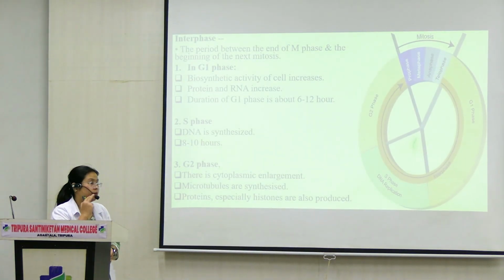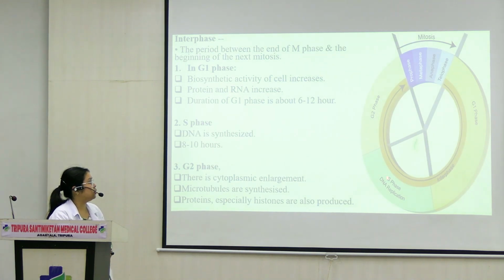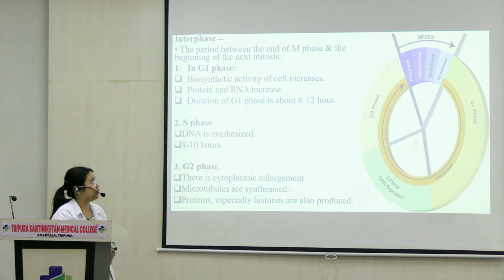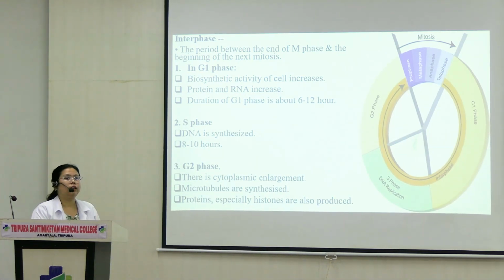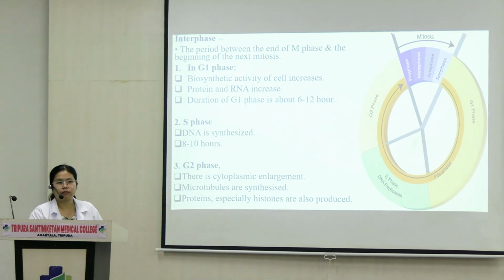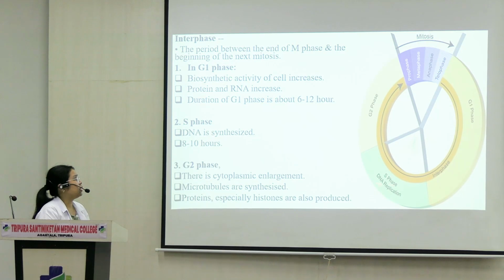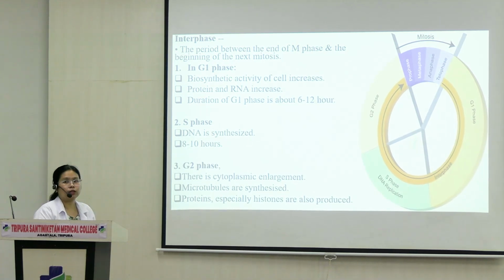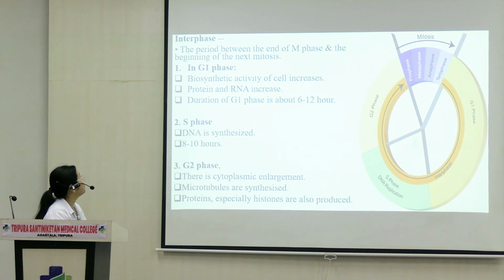Over here you will see something called interphase, starting from G1, S and G2 phase. So what is an interphase? It is the phase between the end of M phase and the beginning of another M phase. M phase means mitotic phase. The phase from the end of one M phase to the beginning of the next, we call interphase.